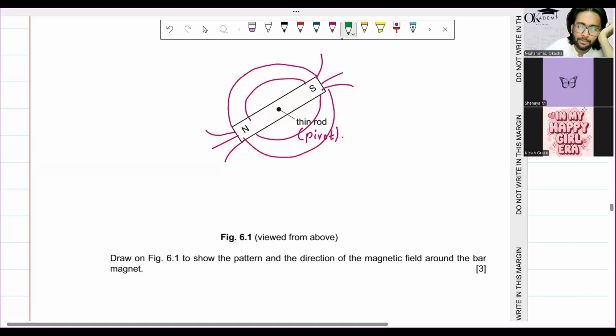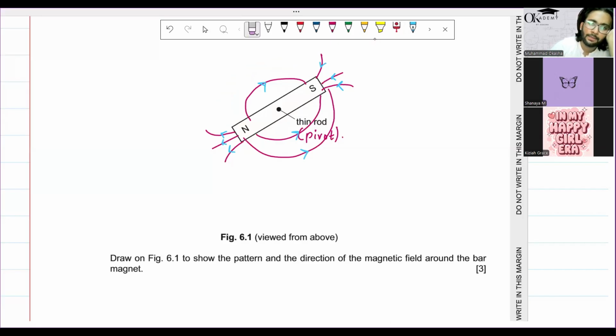For the direction of the magnetic field lines, they originate from the North Pole and they enter the South Pole, like this. From the North Pole, you have something like this. I don't think the shape looks exactly like this though. The shape is more like this. Yeah, exactly, something like this.